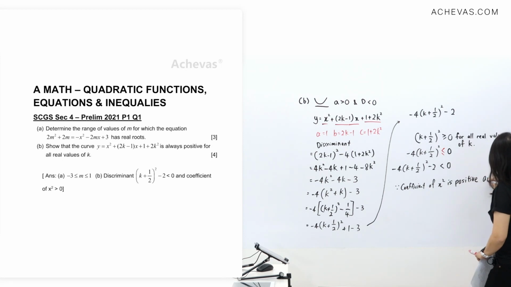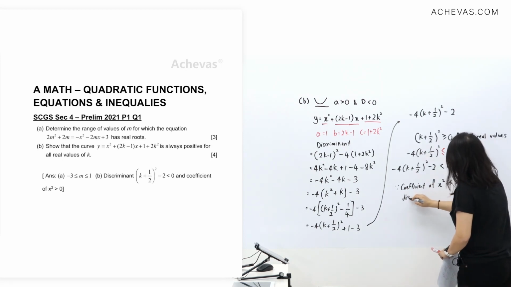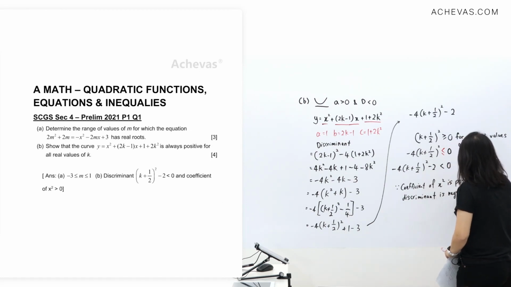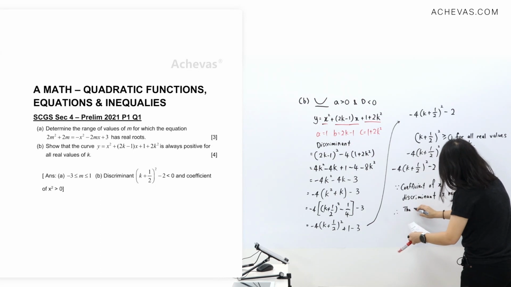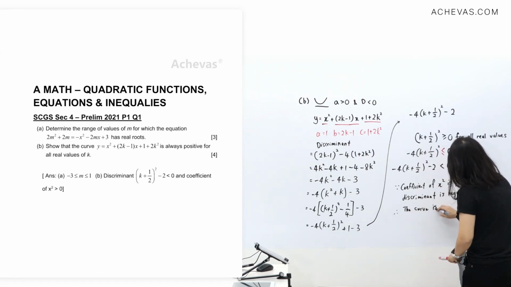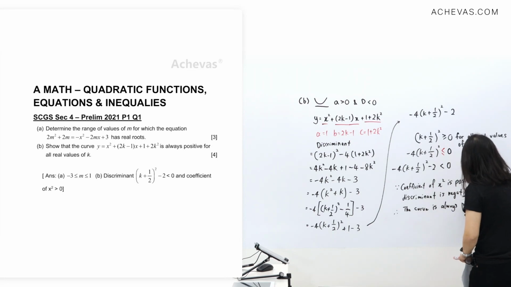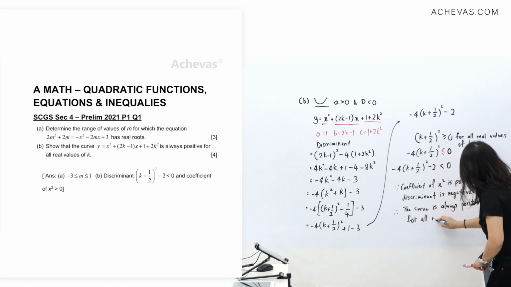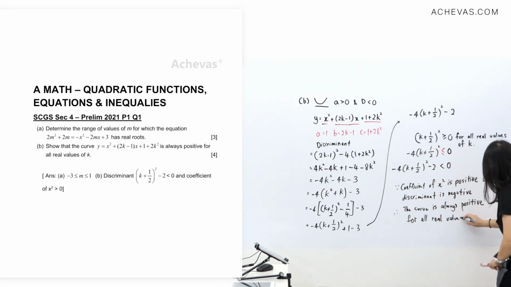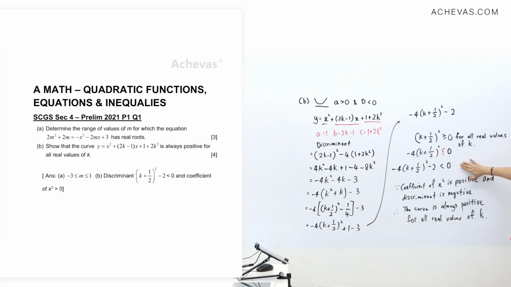Okay? And the discriminant is negative. Okay? Therefore, the curve is always positive for all real values of k. Okay, this is what we write in the statement, but we have proved it here. Okay, so it's good to just rewrite it again. Thank you.